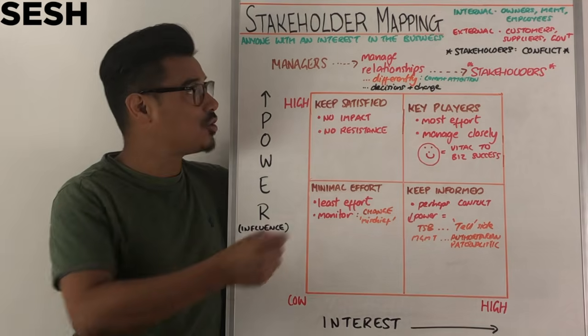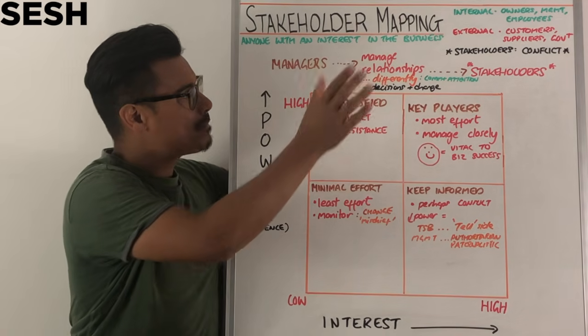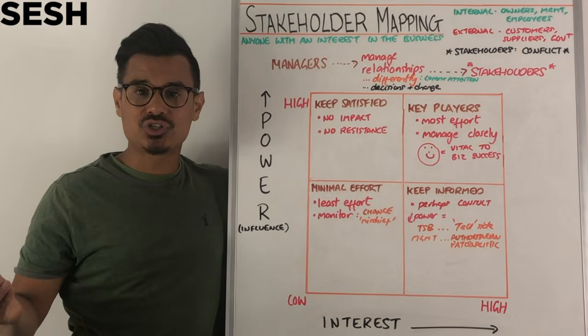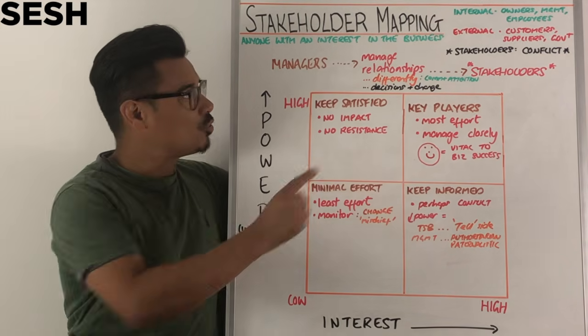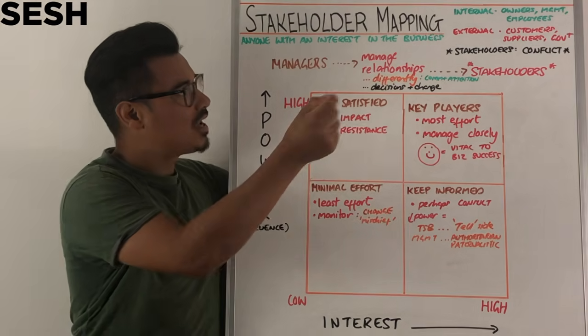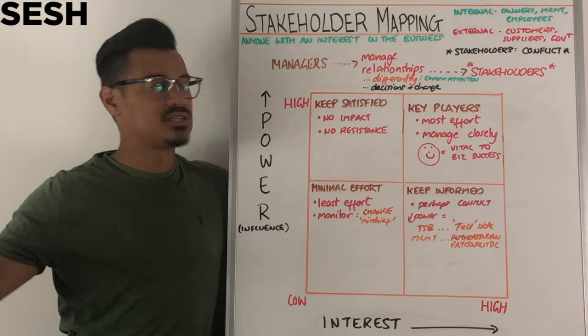Examples of internal stakeholders would be owners, management, employees, and also shareholders. Now, external stakeholders could be customers, suppliers, or the government, or the local community.